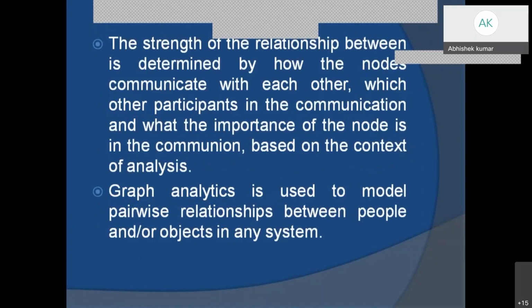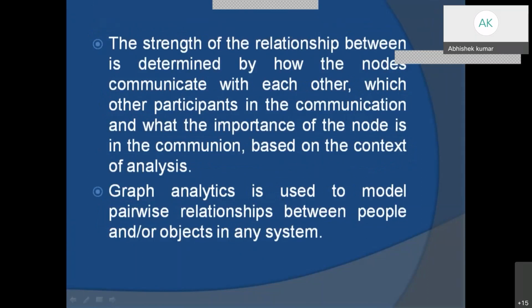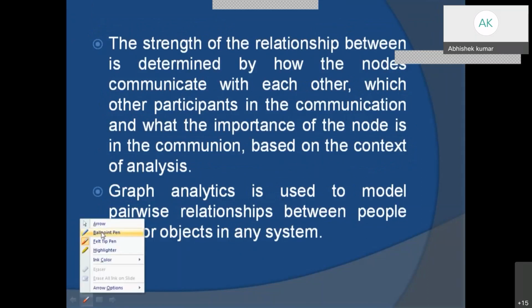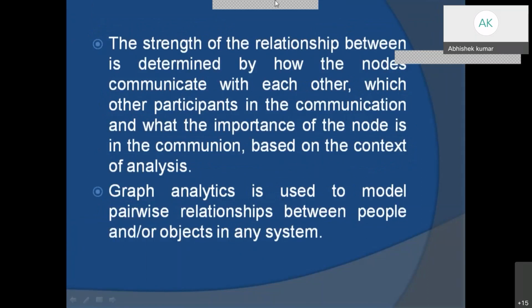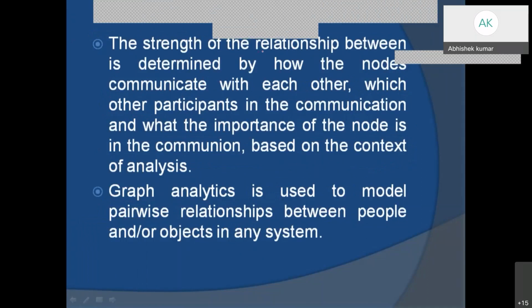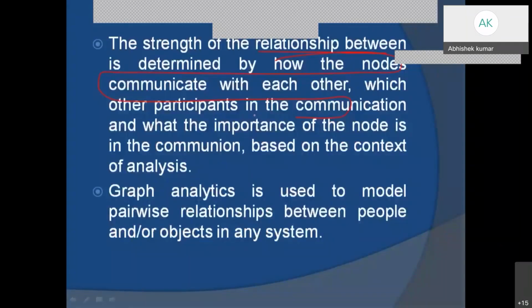So now what it is saying, the strength of the relationship determines how the nodes communicate with each other. This thing we have done in data transmission also. Fine. So this is not a new point to us. That's why I have said that this is a very important point, the relationship of how the nodes communicate. So how will nodes communicate with each other, and what is the importance that they communicate with each other?